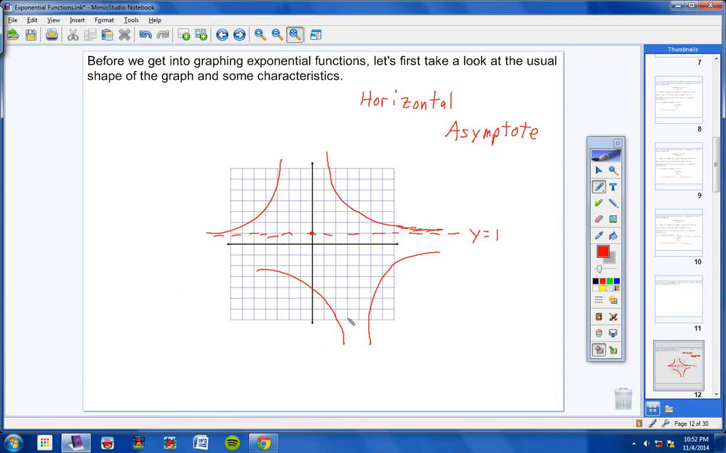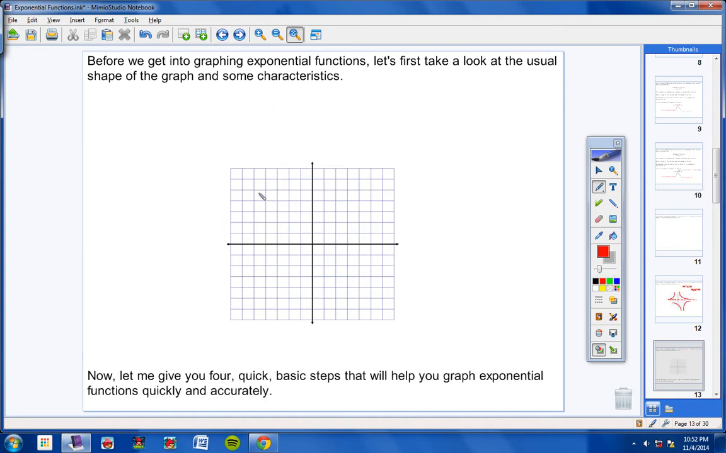I'm just pausing to take some really good notes of this, okay, guys? You need to know the general picture of what the graphs look like, okay? Now, let me give you 4 quick basic steps that will help you graph exponential functions quickly and accurately, okay? So here we go. Please copy these down.